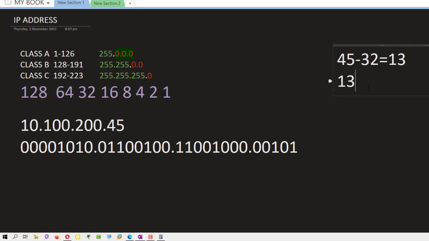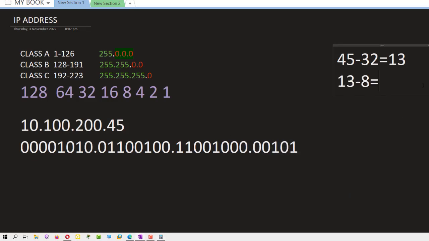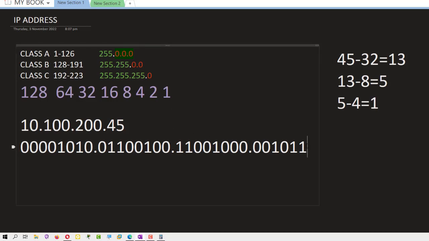So subtract 8 from this, so this will give us what? 5. This should give us 5. So subtract 8 from here, good. So now we're dealing with 5. 4 into 5, yes, it's possible, 1. So this will give me 1 here. So 2 into 1 is not possible, so 0.